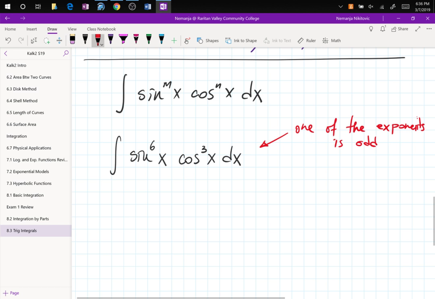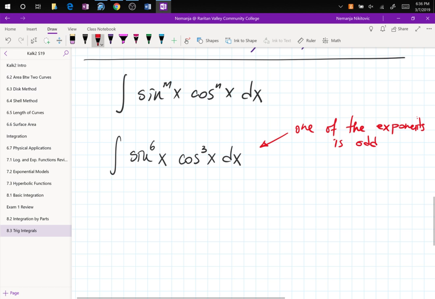One flavor has an odd exponent. The other one can be anything. So this 6 could be even or odd, doesn't matter. So a problem where one of these two is odd, that's a flavor. And then the second flavor is both even. Now let's deal with this first, and then we'll deal with both even.